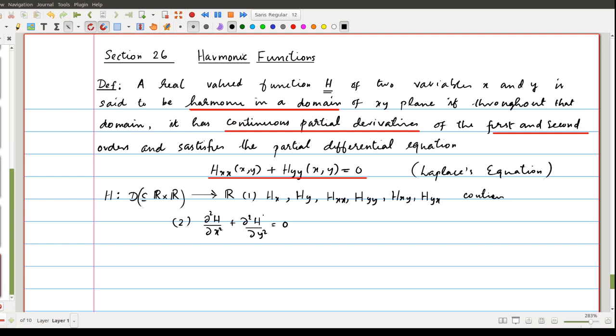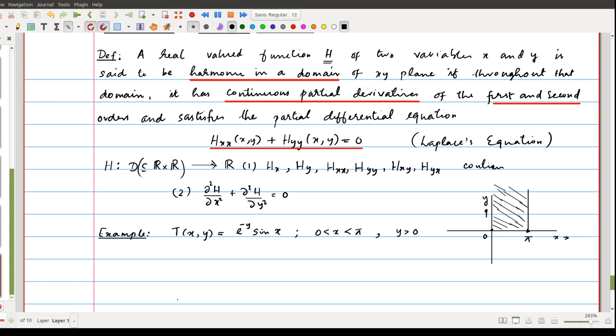There is a close relation between harmonic functions and the Cauchy-Riemann equations, so we will discuss that in this section as theorem 1. Before that, we will discuss an example of a harmonic function. Consider the function t of xy equal to e power minus y sin x.